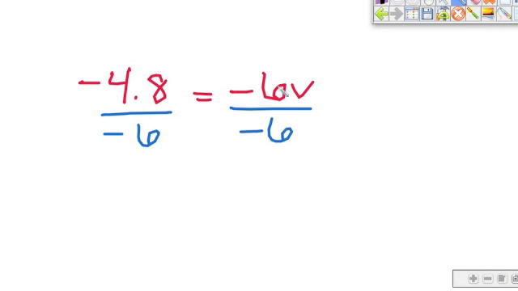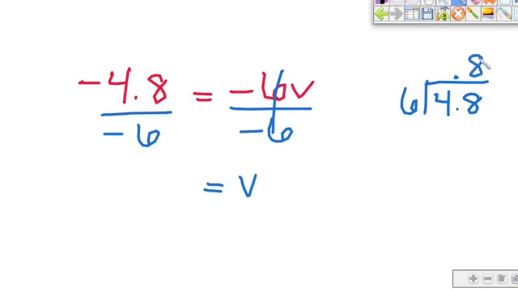These 6's now cancel because 6 goes into 6 one time. We don't need to write the 1, we just cancel them. So I got my v by itself, and now I'm going to divide these. Remember, the 6 is on the outside, and the 4.8 goes on the inside. Well, 6 doesn't go into 4, so I'm going to bring up my decimal, but 6 does go into 48 8 times. So my answer is going to be 0.8. And then I look at my sign. A negative and a negative equal a positive. So my answer is 0.8.